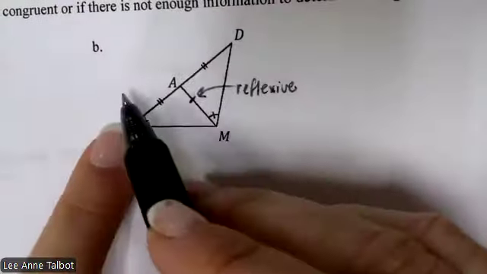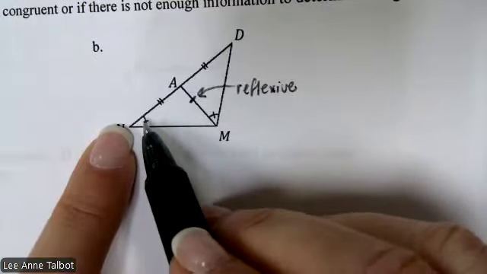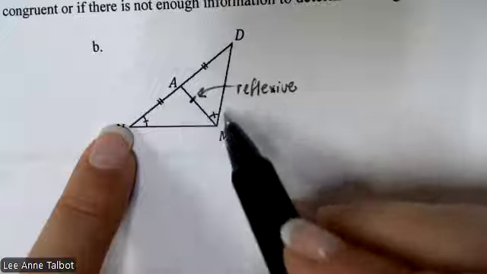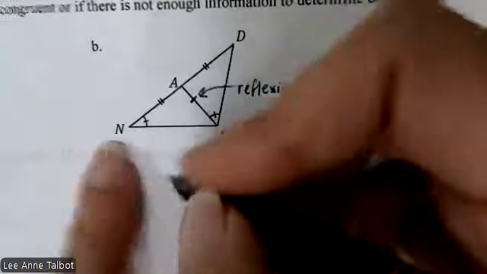Also, notice the sides don't line up. In this picture, the angle is next to the 2 mark one. In this picture, the angle is next to the 1 mark one. Okay, so, but side, side.